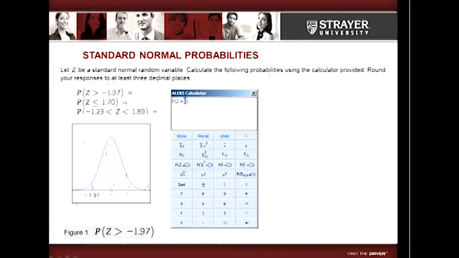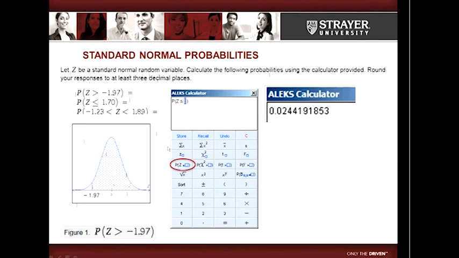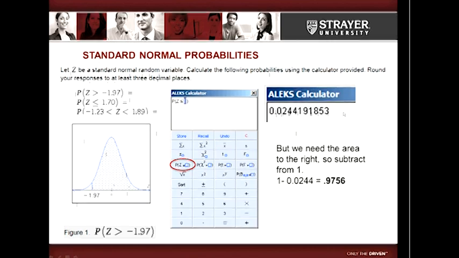Now notice, once again, ALEKS has this less than or equal to. Well, we want a greater than. So we're going to have to do a little song and dance to get that less than or equal to from ALEKS to say what our problem says. So we're going to use the probability that z is less than or equal to this negative 1.97. And that comes out to 0.0244191853. Okay, so we round that.